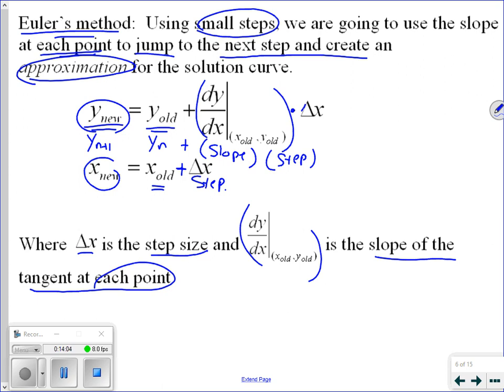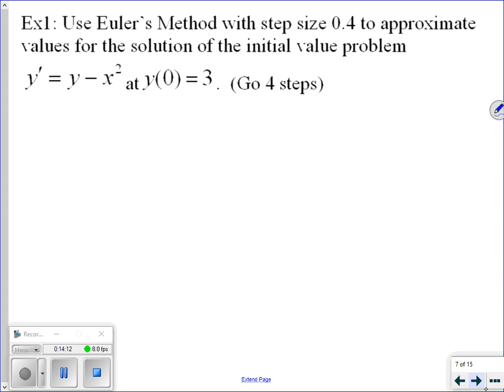I think once you see us do a couple examples, it's going to make a lot of sense. So I think that's what we need to do. We do at least 2 examples. It says use Euler's method with step size 0.4 to approximate values for the solution of the initial value problem. So here we're given our diff EQ. With this diff EQ, we have an initial point at (0, 3), and I want us to approximate the y value 4 steps from that.